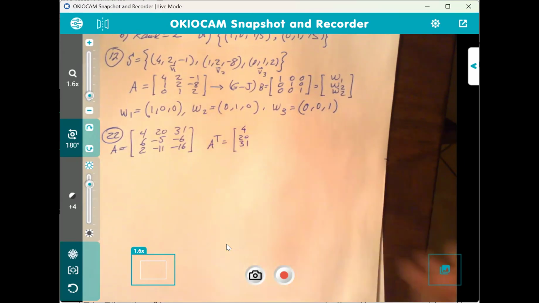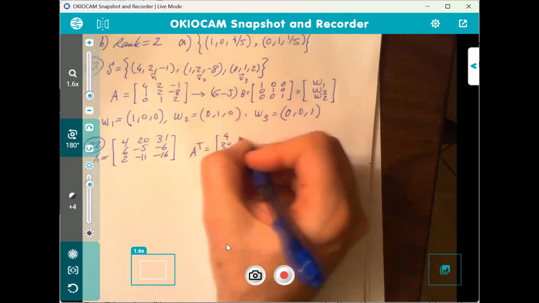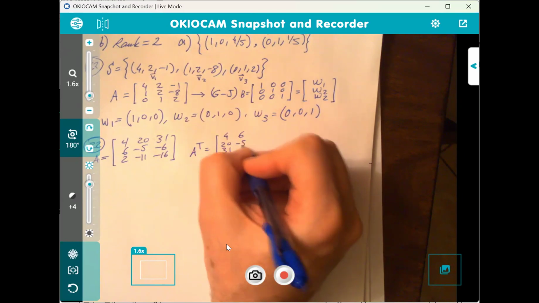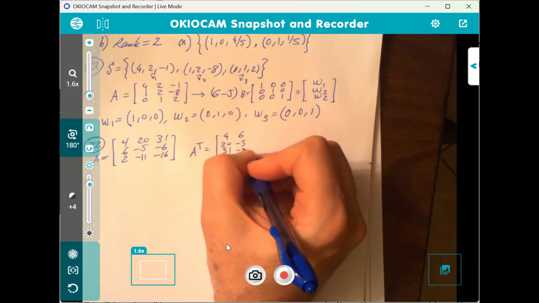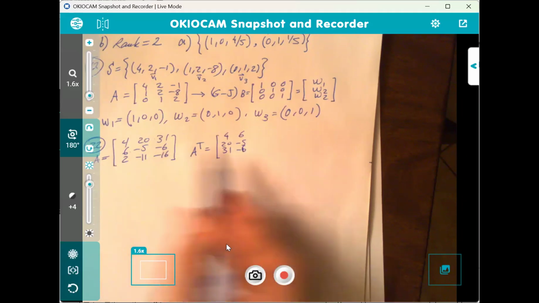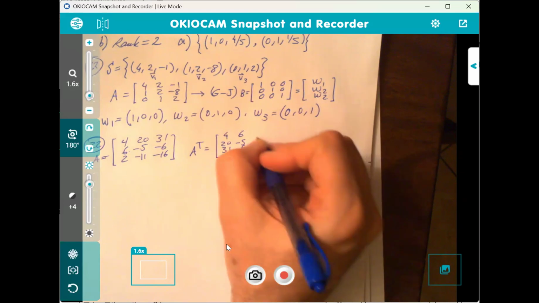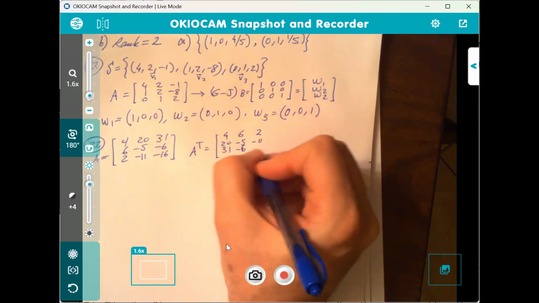That's the transpose of the first row. The second row becomes second column of the transpose: 6, -5, -6, right? And the third row becomes third column of the transpose. That's 2, -11, -16.